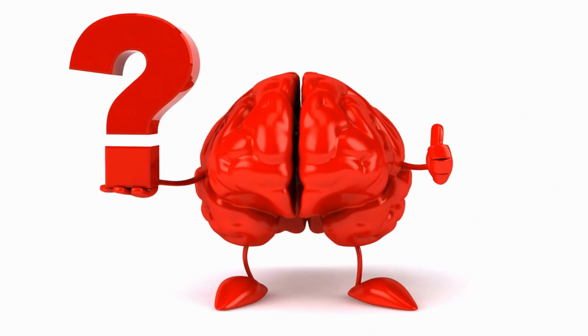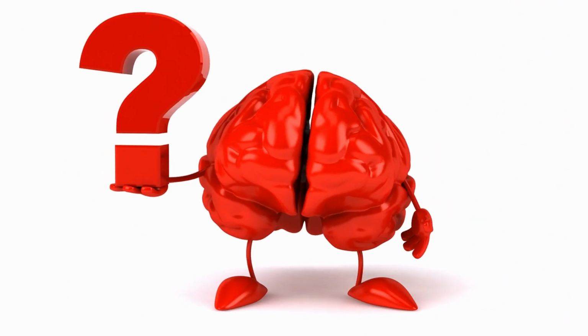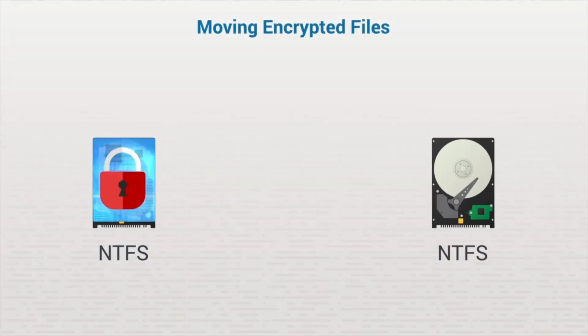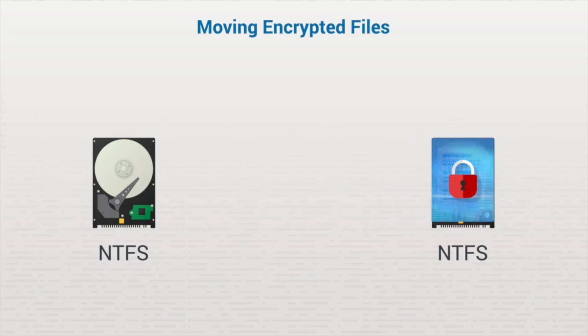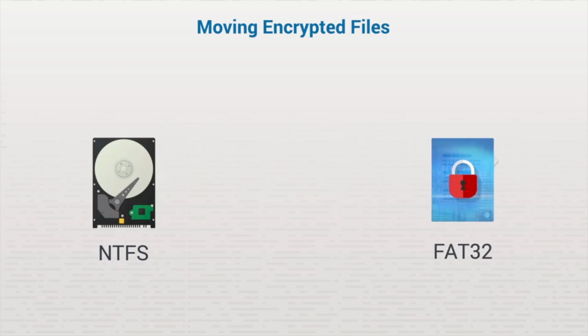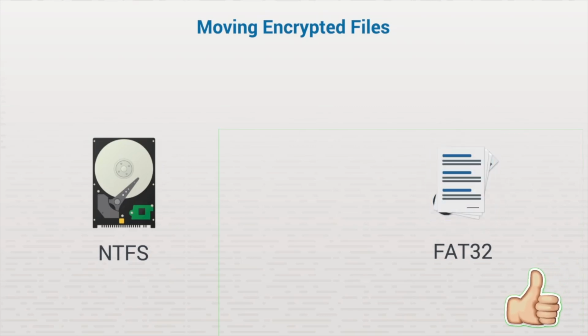When using EFS, there are some security issues you need to keep in mind, such as what happens when files are moved. If you move or copy an encrypted file to a different location on the same partition, or to another NTFS partition, your file will stay encrypted. However, if you move or copy a file to a FAT-based partition, the file will be decrypted automatically, as these file systems don't support encryption.